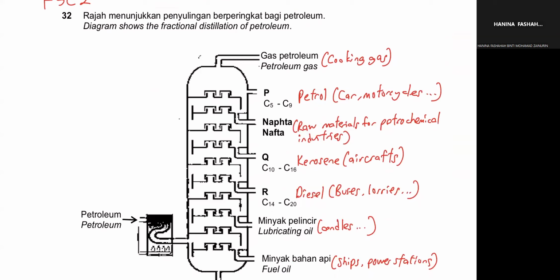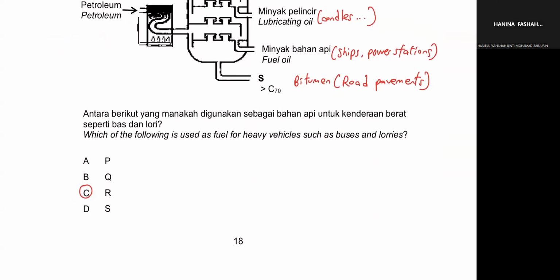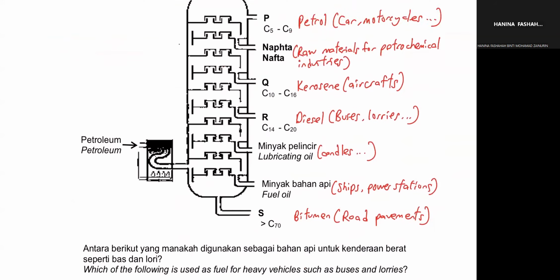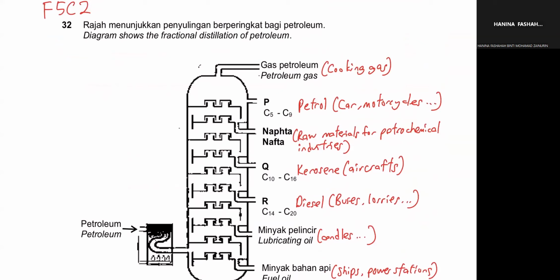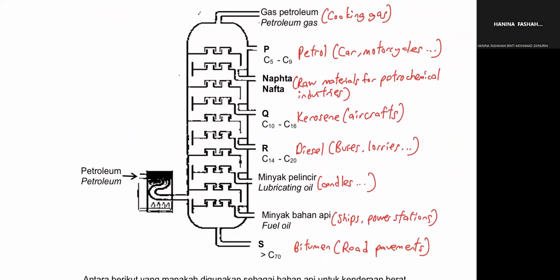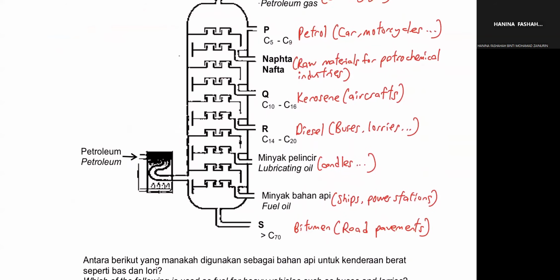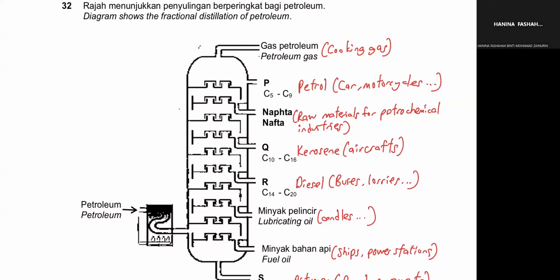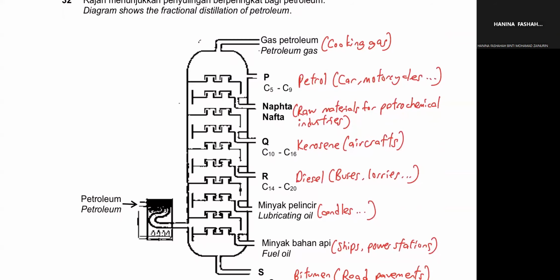Question 32 is C. This one is for Form 2 Chapter 1. At the beginning, maybe I didn't do much revision also. Sometimes it comes out. This one is your oil, your petroleum. You have to know the first one, cooking gas, then petrol, naphtha, kerosene, diesel, what's the usage, lubricating oil, fuel oil, and bitumen.